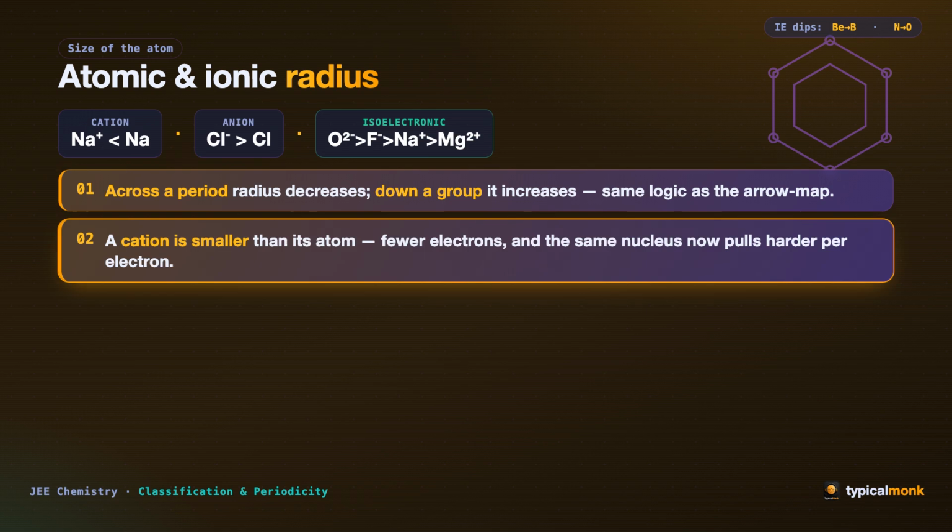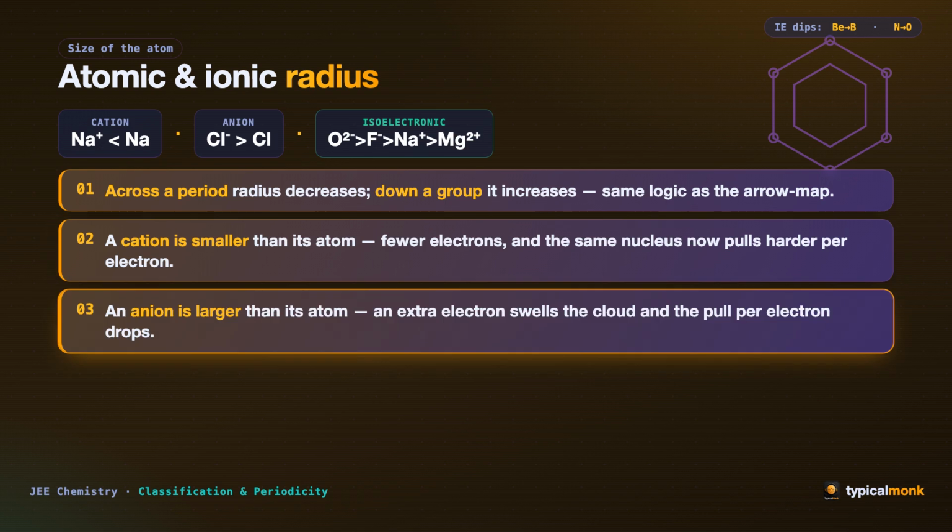Second, when an atom loses an electron to become a positive ion, a cation, it shrinks. A sodium ion is smaller than a sodium atom. With 1 electron gone, the same nucleus now pulls the remaining electrons in more tightly, and sometimes a whole outer shell disappears. Third, when an atom gains an electron to become a negative ion, an anion, it grows. A chloride ion is bigger than a chlorine atom. The extra electron adds repulsion and swells the cloud.